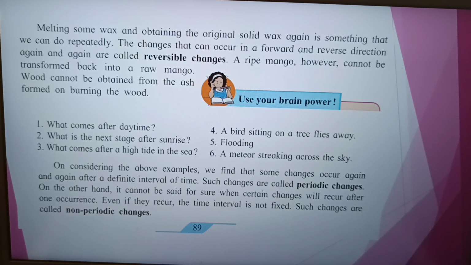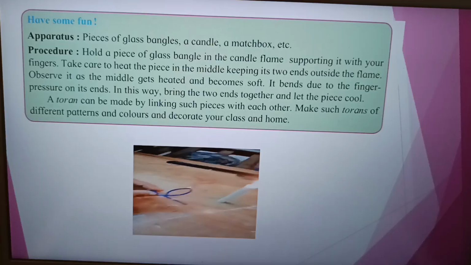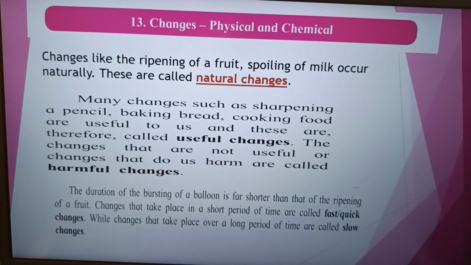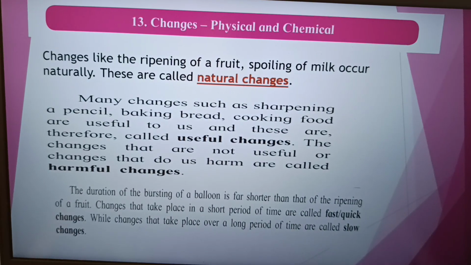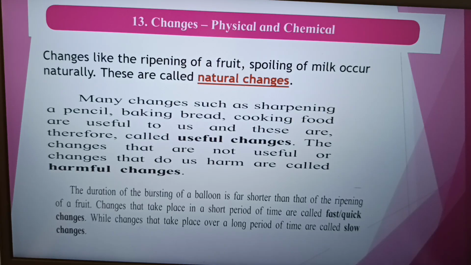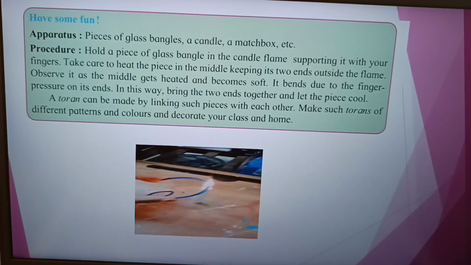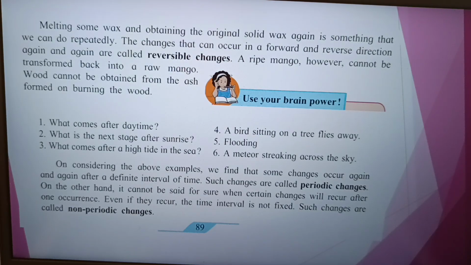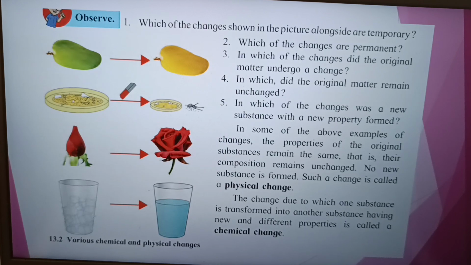Yes, so far we have learned the types of changes. That is, in the natural change we have learned useful changes, harmful changes. We have learned the fast or quick change. We have learned slow change. Then we have learned reversible changes. We have learned the periodic changes and non-periodic changes. So let's quickly see what is given further.